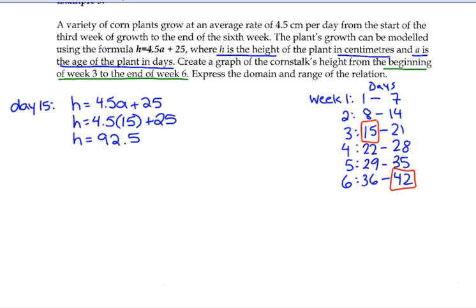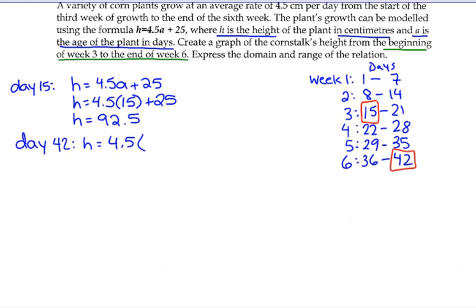What other day do we need to know? 42. What is his finishing height? So 4.5 times our a value, which is now 42, plus 25. So what's our height on day 42? 214 centimeters. They're both in centimeters.